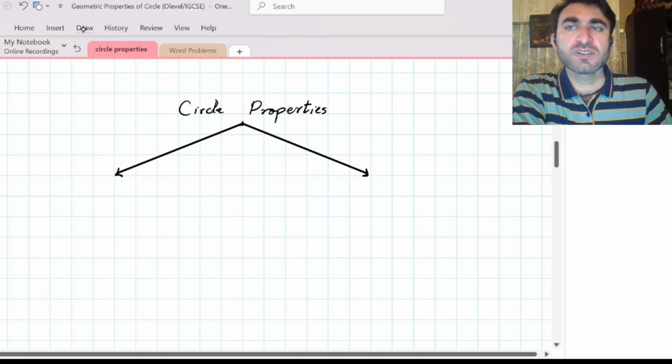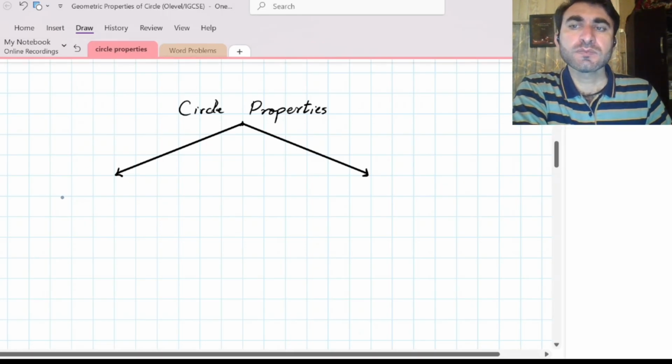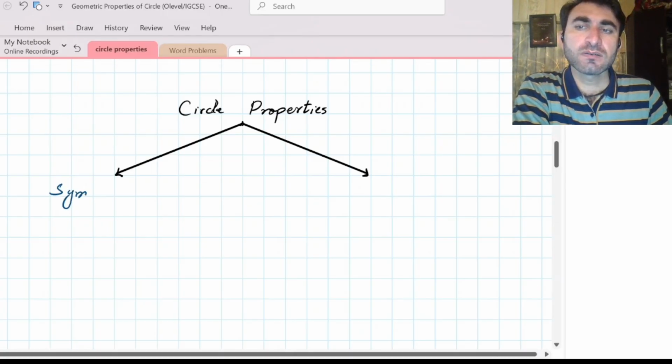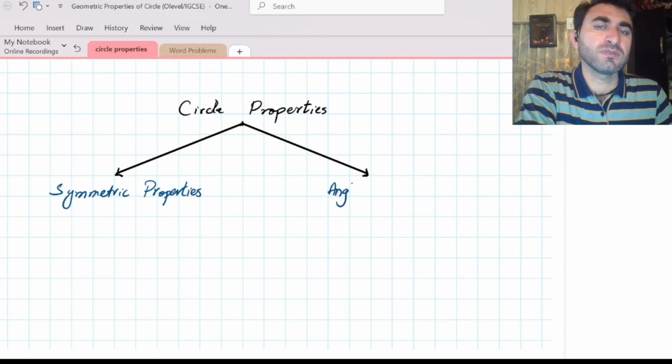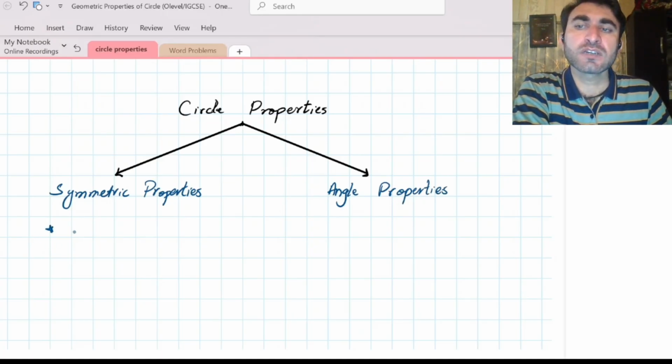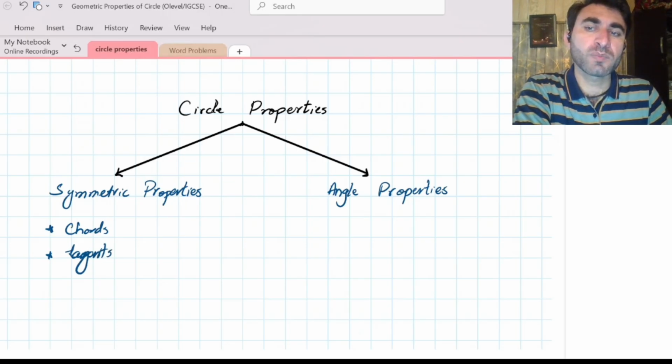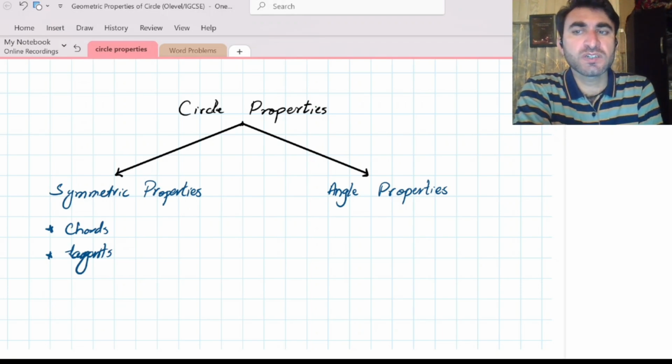Okay. Then we move to the circle properties, which are categorized into two. The first category we call the symmetric properties of circle, and the other category is angle properties of circle. In symmetric properties, the properties are mainly linked with the chords and the tangents. There are two properties in chords and there are two properties in tangents. So there are four symmetric properties we are going to discuss.